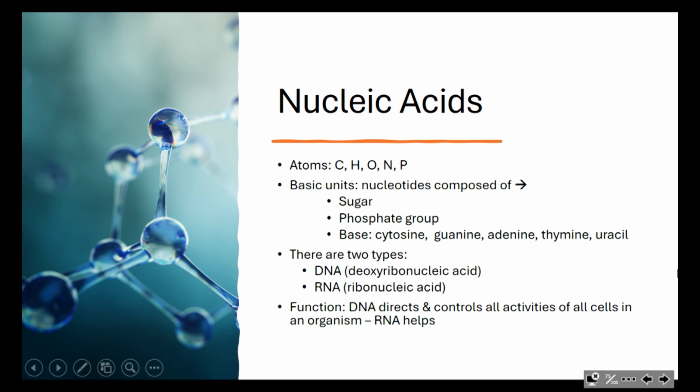Now, these represent the atoms that make up nucleic acids, which are carbon, hydrogen, oxygen, nitrogen, and phosphorus. So just remember the word CHOMP, and that'll help you remember what atoms make up nucleic acids. During that biology state test, they're always going to ask you questions on what atoms can be found in which type of macromolecules.